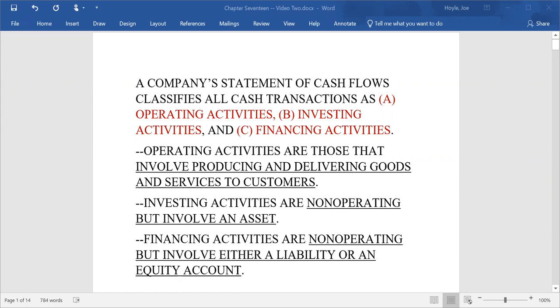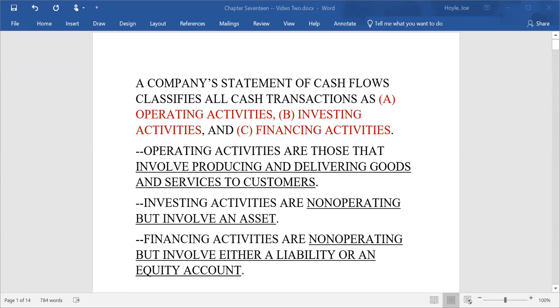In this video, we're going to look at the statement of cash flows. We're going to talk about investing activities and financing activities, and we're going to spend a lot of the time looking at the operating activities, and we're going to use the indirect method in this video to show how much cash the company generated from its operating activities.